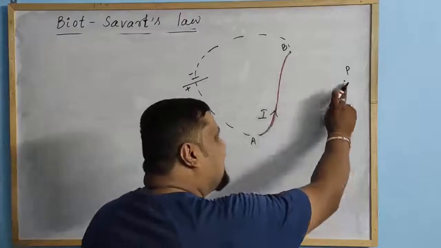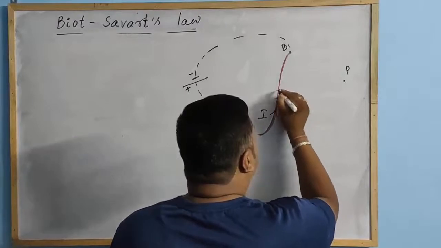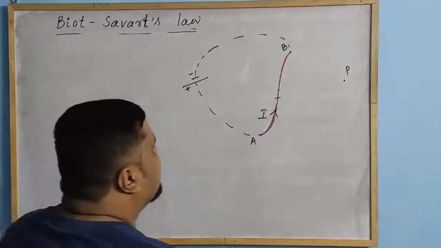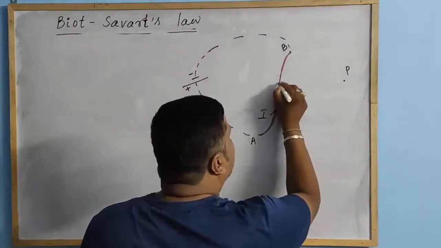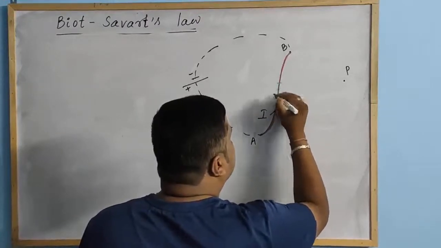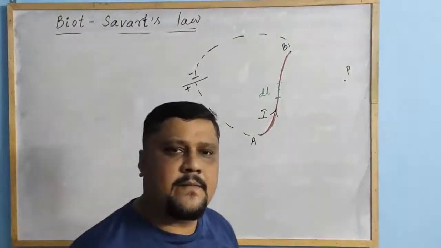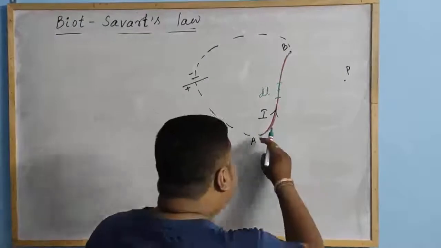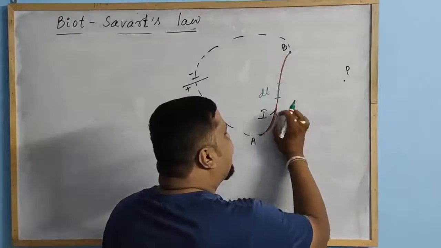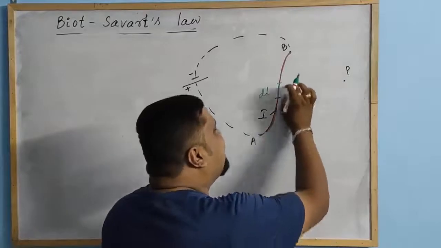So to calculate the magnetic field at the point P, what will we do? Let us consider a small element dl. This is a very small element. I have shown it like this, but it is a very small element dl. Clear? From this conductor AB, the dl element can be taken from anywhere. We can consider it anywhere on this conductor.